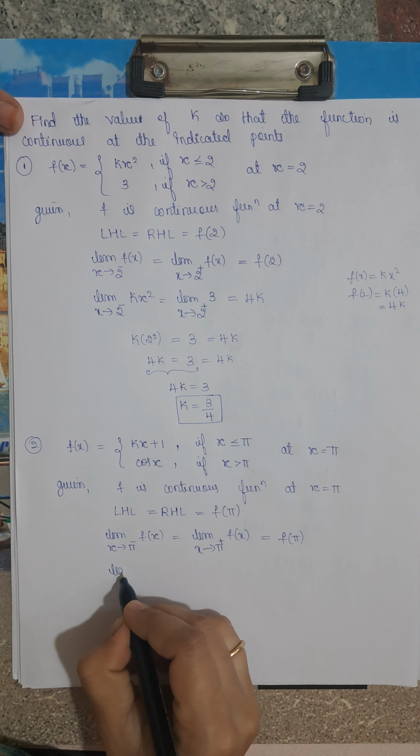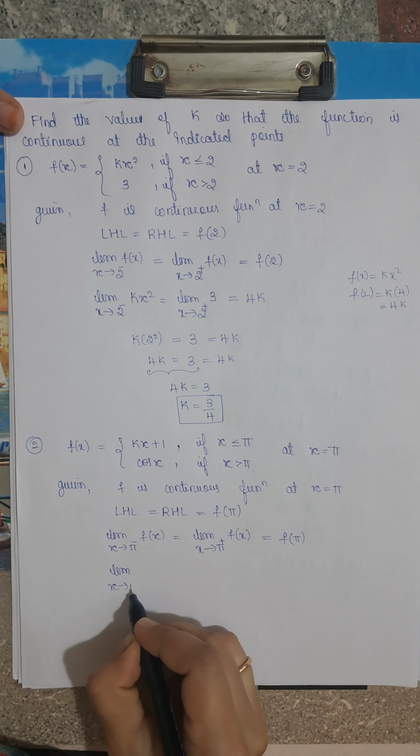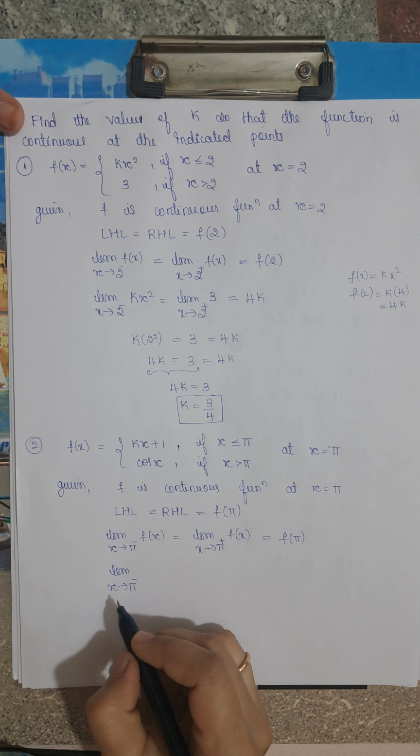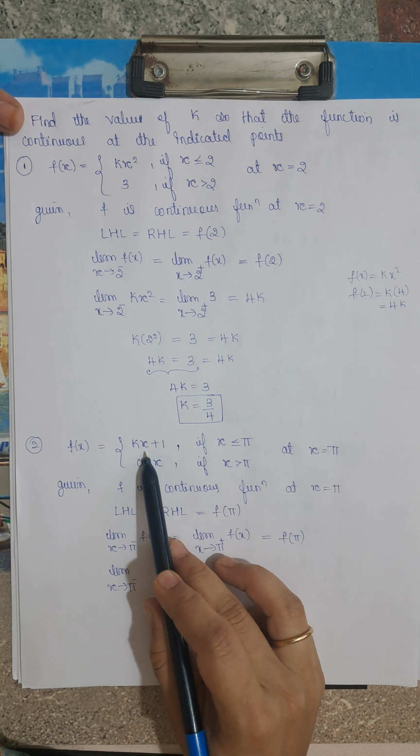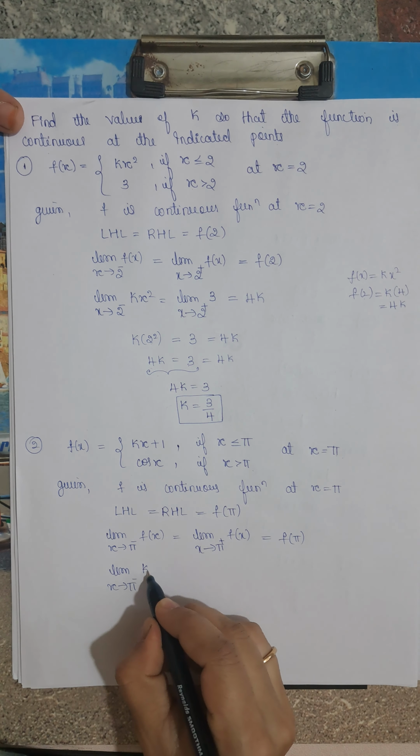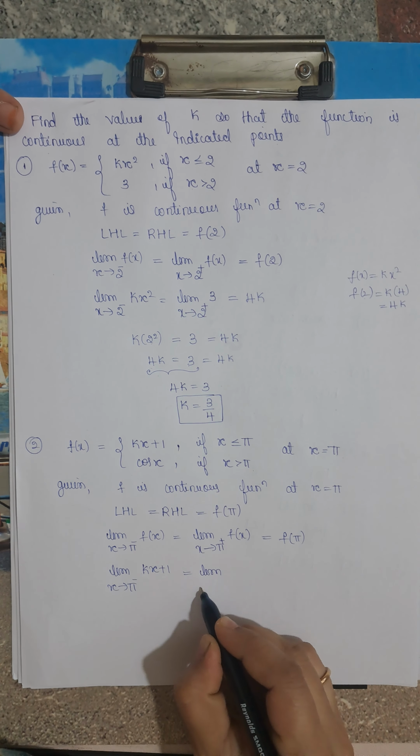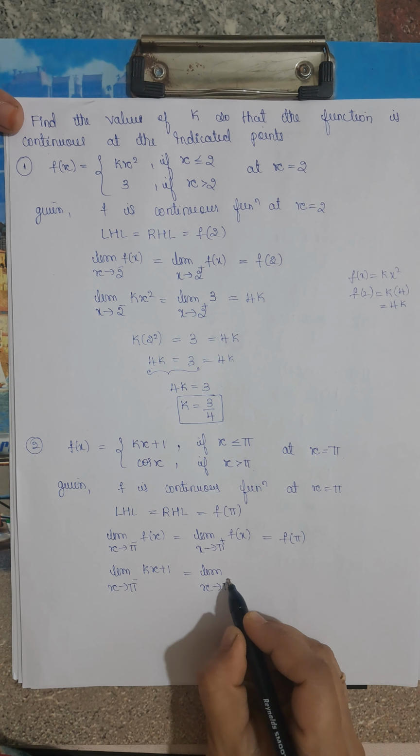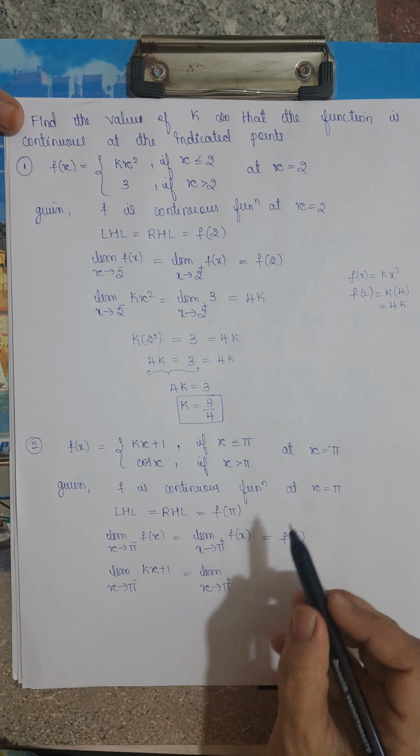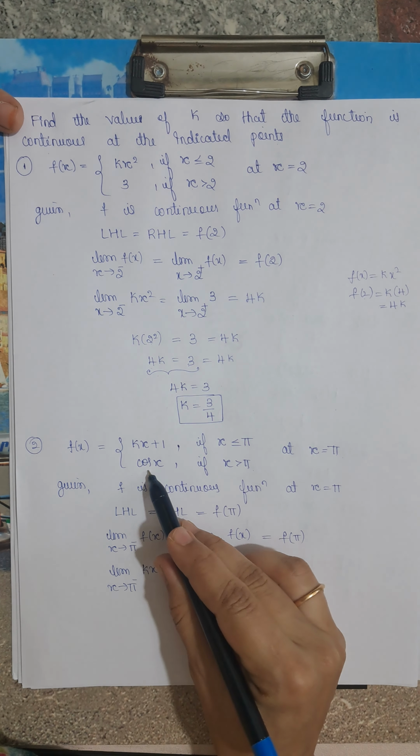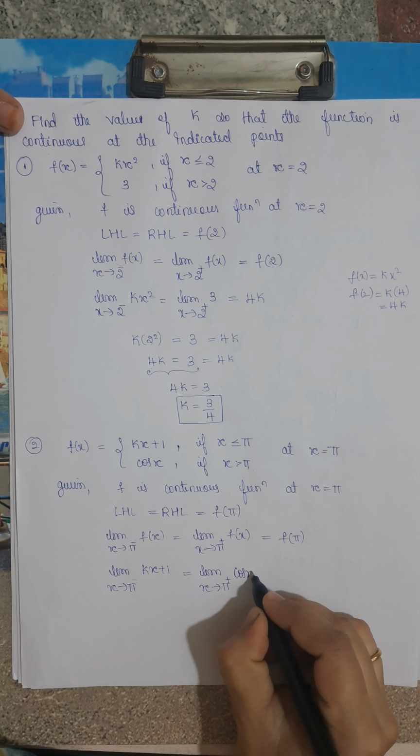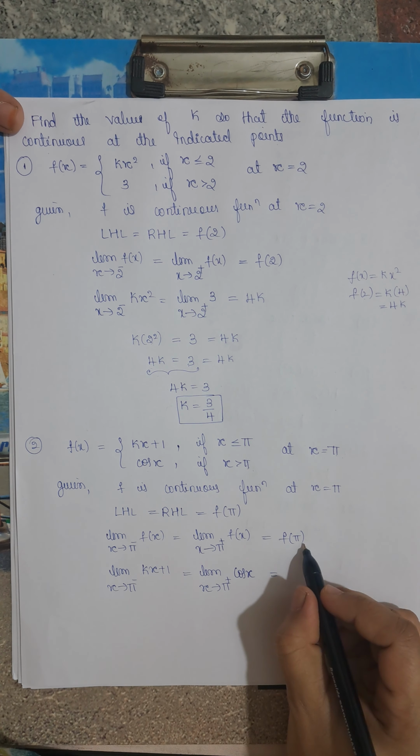So limit as x tends to pi minus, in the sense less than pi, the function we have to consider is kx plus 1. I'll write that down. That is equal to limit as x tends to pi plus, in the sense greater than pi, x greater than pi, the function is cos x. That is equal to f of pi, which we have to find.